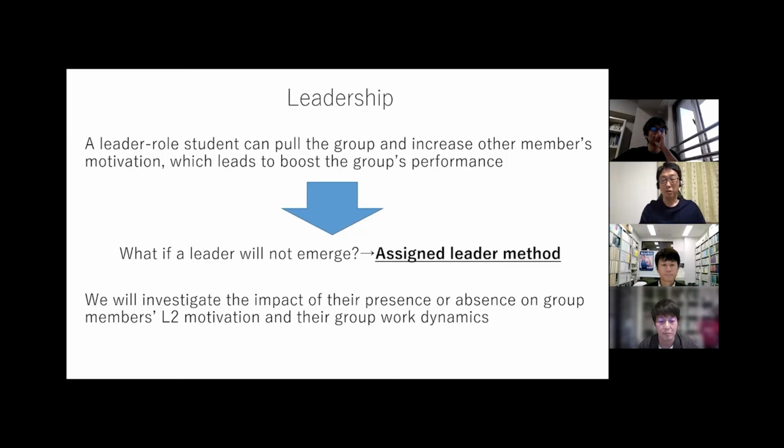However, it is less likely that a leader will emerge spontaneously, so we adopted the assigned leader method in this study. One student in each group was selected as a leader, and we investigated the impact of their presence or absence on group members' L2 motivation and their group work dynamics.